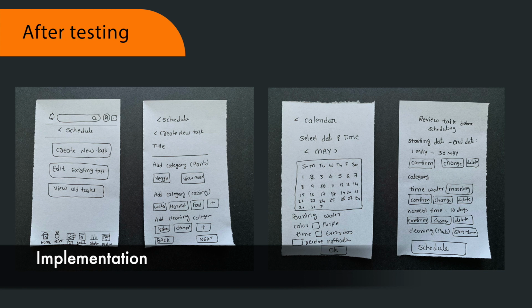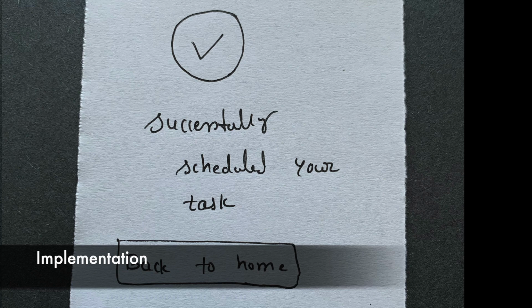Once the user is done with the scheduling time and date, the user can select OK. Then the user can see a new screen with a review of the scheduling task. Once the user reviews and can make changes on the scheduling of a task, the user can select the schedule button to schedule the task, and users can see a confirmation screen regarding the scheduling task.